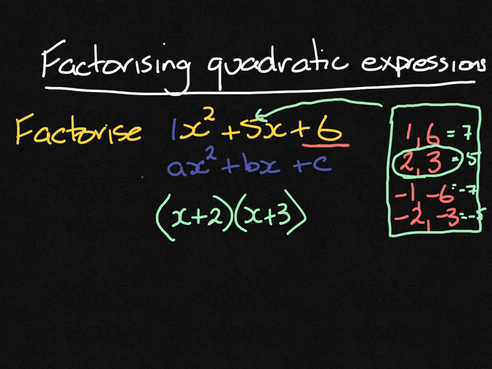You can always double check your work by using your FOIL method or your box method to check that your answer is right by re-expanding. So x times x, of course, is x squared. 2 times x is plus 2x. x times 3 is plus 3x. And of course, 2 times 3 is plus 6. If we simplify our like terms, we go back to our answer again. So that's how you factorize a quadratic expression. Now, we're going to go on to the next page because we just need to cover off things like negatives and things like that.